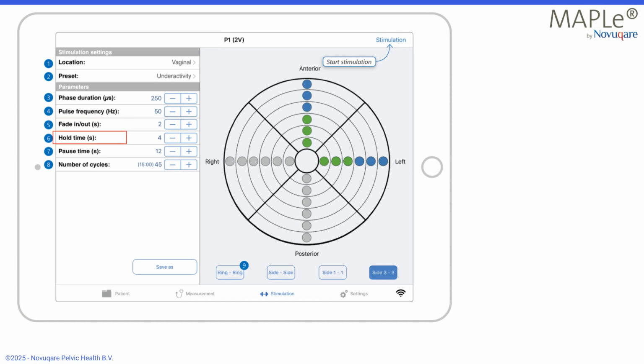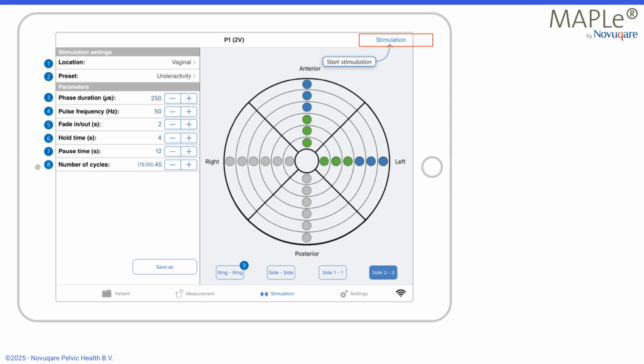6. Set hold time, adjustable in 1 second increments. 7. Set pause time, adjustable in 1 second increments. 8. Set number of cycles. 9. Select electrode configuration. Choose one of the 4 options: ring, side, side 1, 1, or side 3, 3. Finally, at the right top, activate stimulation.